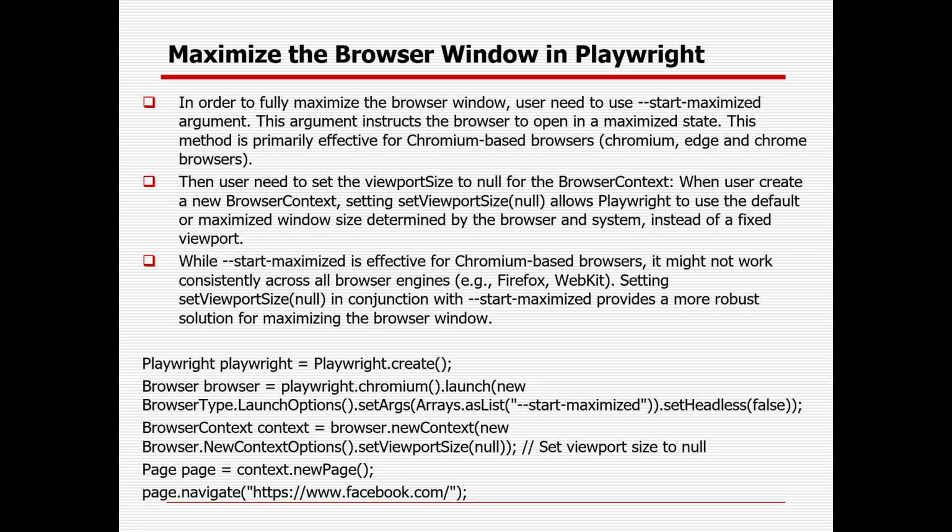In order to fully maximize the browser window, the user needs to use the start maximized argument. This argument instructs the browser to open in a maximized state. This method is primarily effective for Chromium based browsers like Chromium, Edge and Chrome. After that, the user needs to set the viewport size to null for the browser context. When the user creates a new browser context, setting set viewport size to null allows Playwright to use the default or maximized window size determined by the browser and the system instead of a fixed viewport.